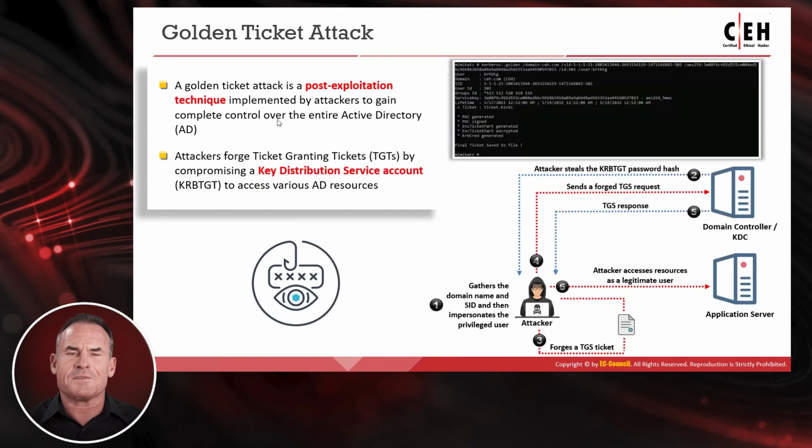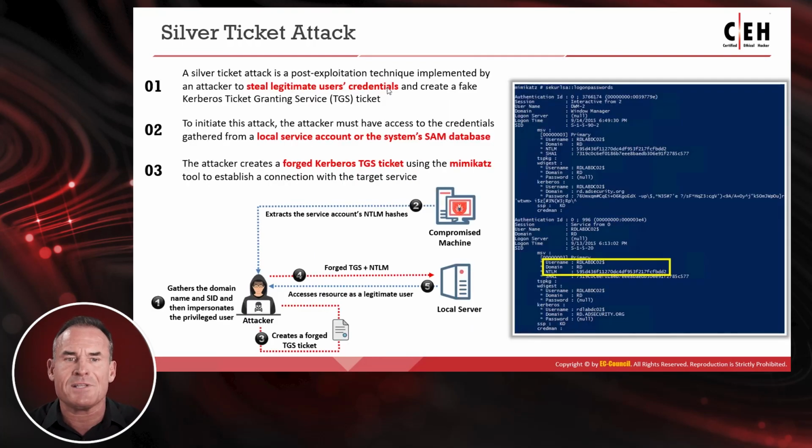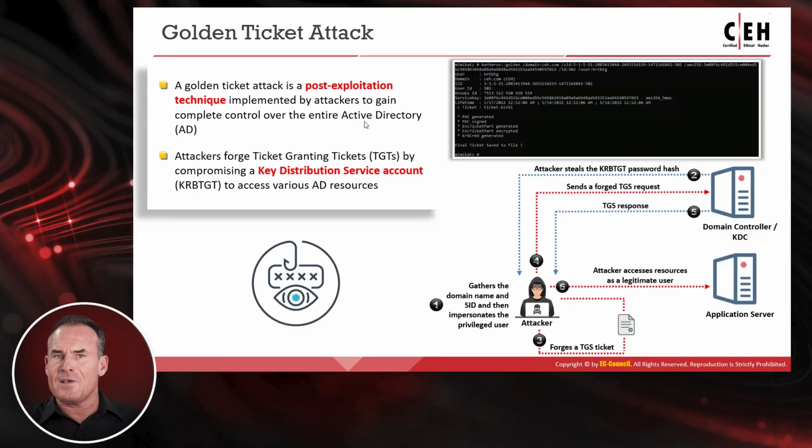All right, and then all of a sudden, kind of back to the Kerberos discussion. The golden ticket attack and the silver ticket attack refer to golden is forging TGTs by compromising a key distribution service account, and then silver ticket is for the ticket granting service tickets or the session tickets. So both of those can actually be forged with Mimikatz. So those are revisiting our Kerberos attacks from earlier in the module.